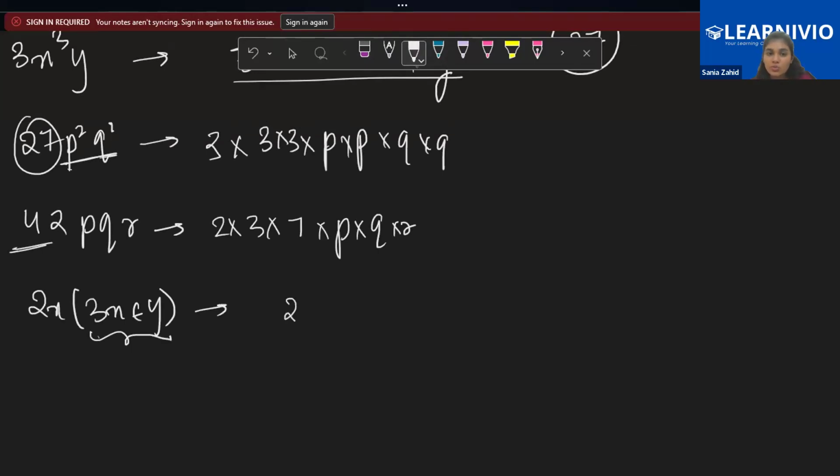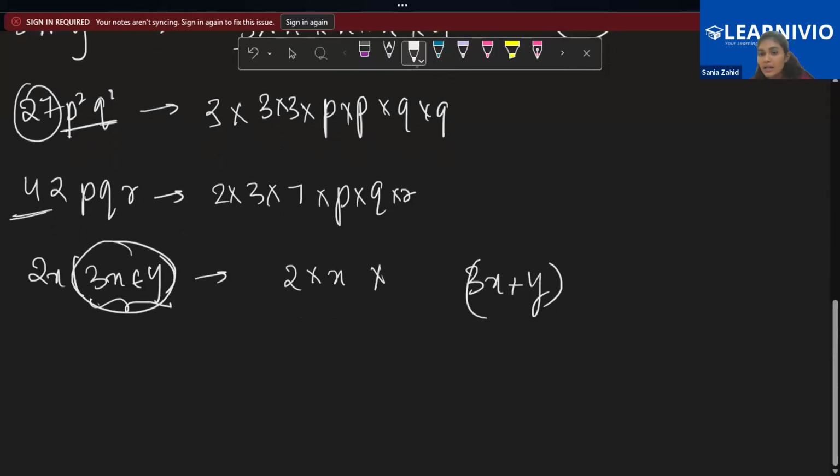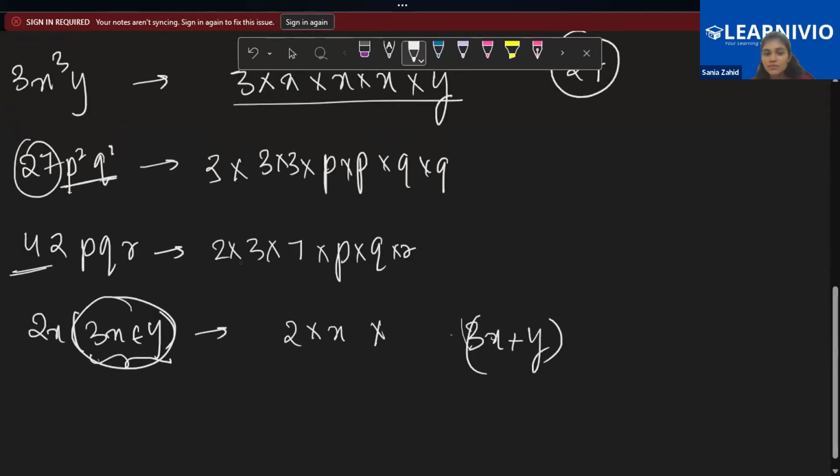So it becomes 2 into x. You can break down 2x as 2 into x, into... Now this part remains as it is, into 3x plus y. 3x plus y will remain as it is. Why? Because this is being added. So you will not write 3 into x and plus y. You just write it together only, 3x plus y. Right, children? Yes, ma'am.